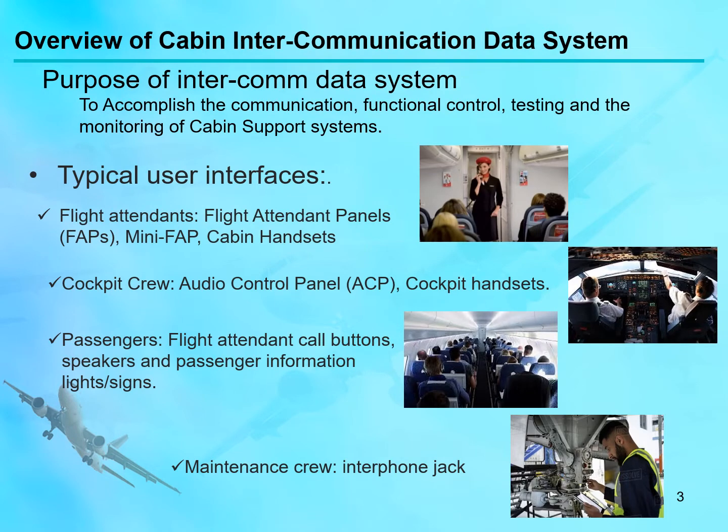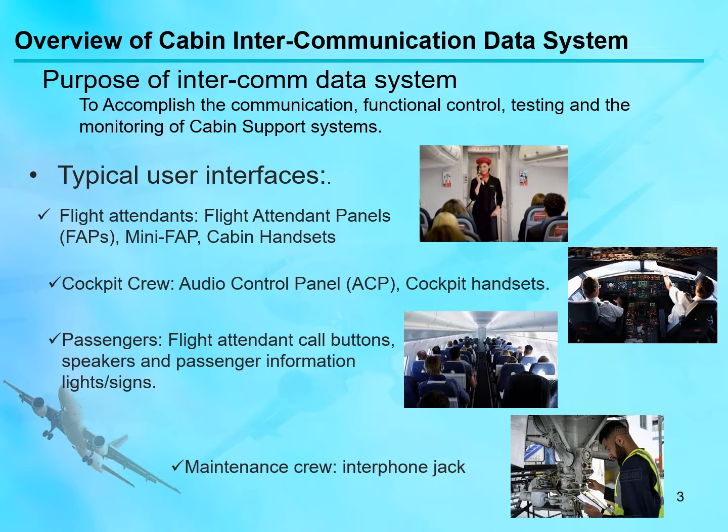What is the purpose of this intercom data system? First of all, it is to establish the communication, functional control, testing and monitoring of the cabin support system. We all know it's very important for communication to happen inside the cabin. First, the flight attendants use the flight attendants panel, or FAP, or the mini-FAP, or the cabin handset to communicate between herself and the passengers, or the flight crew.